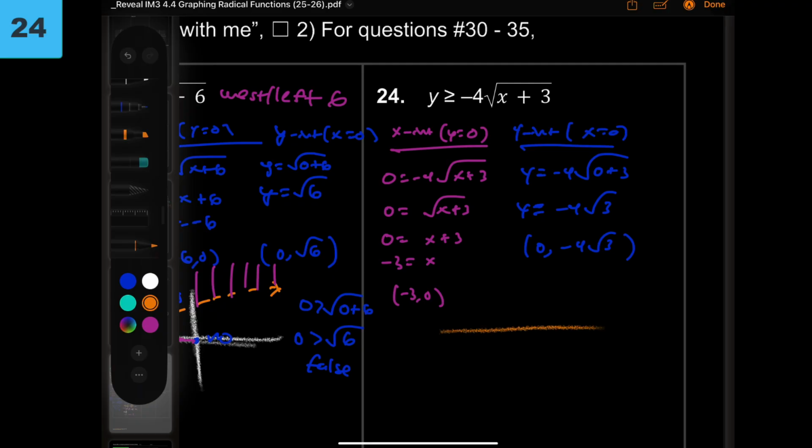Let's graph it. Okay, -3. Pay attention, this one is negative. And also pay attention, this one's going to be solid. Why? Because you have the equal sign. So it's not just this. Let's fill it in really nice. It's going to be solid.